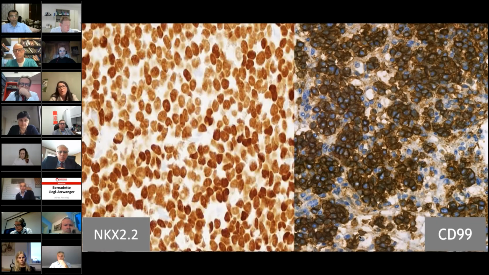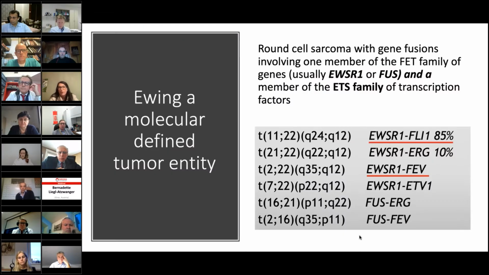If we see a tumor, however, with this clear CD99 positivity in most of the tumor cells with this membranous staining, and in addition nuclear staining for NKX2.2, we are on the right track, and molecular genetics confirm the diagnosis of Ewing sarcoma. And I think in this group we really need this molecular genetics for confirmation.